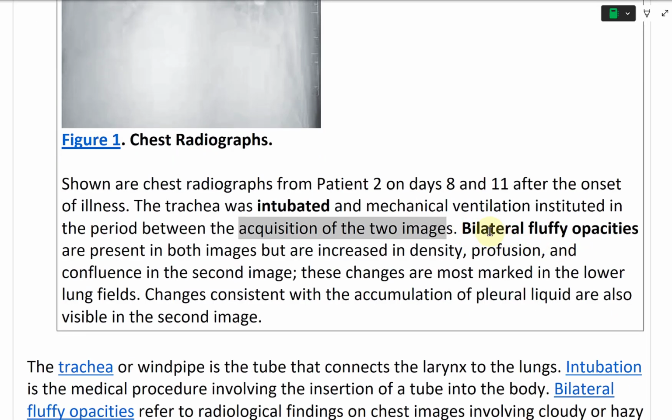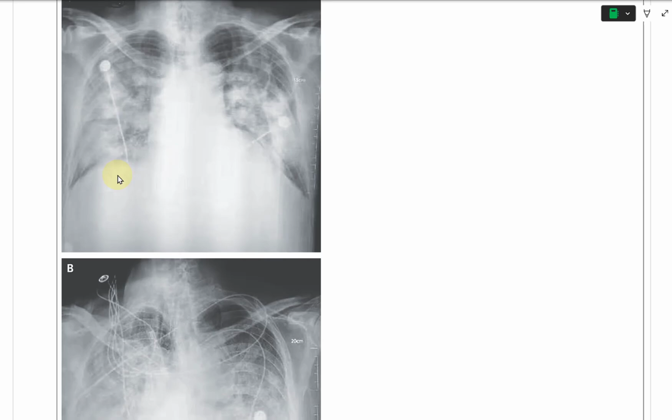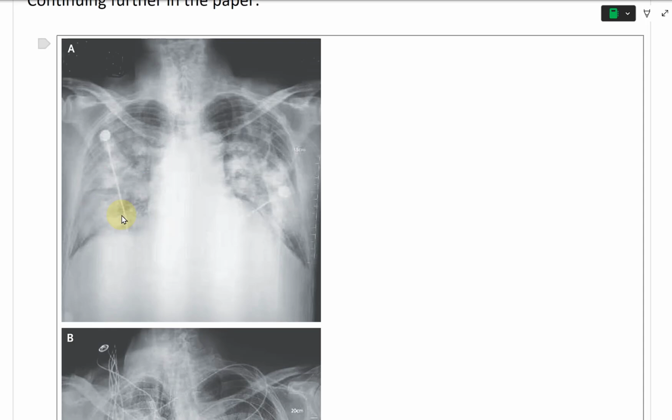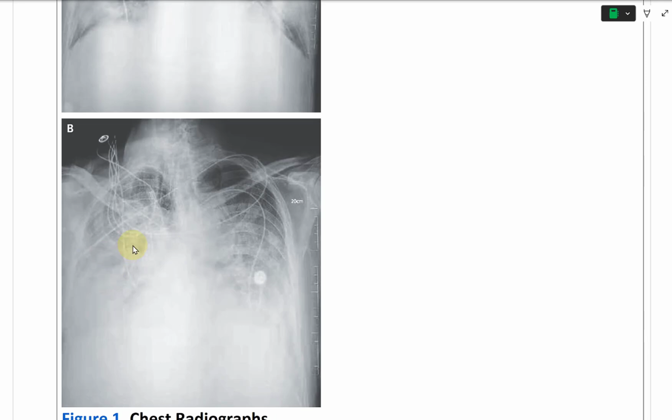And then it states here that bilateral fluffy opacities were present in both images, but are increased in density, profusion, and confluence in the second image. And these changes are most marked in the lower lung field, changes consistent with accumulation of pleural liquid are also visible in the second image. So basically what it's saying is that it has some fuzzy areas right here and becomes more fuzzy here in the lower part. So you can see through it here. Notice after 11 days now it's becoming even more opaque.